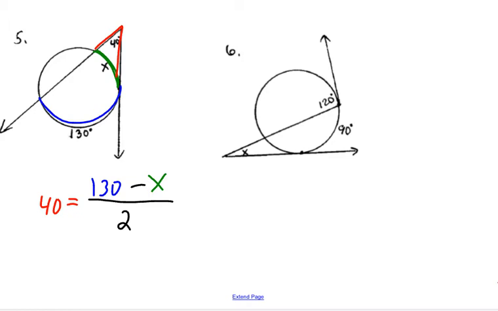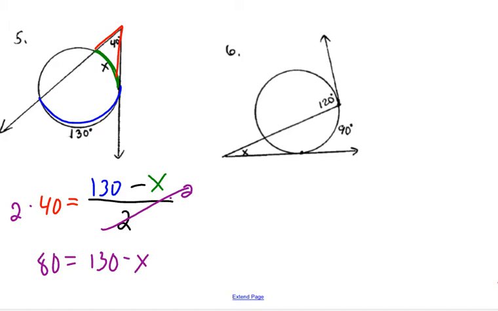So let's do the algebra. First thing I'm going to do, and I would say in this case, make sure that you get them in the right order, the big arc and the little arc. It did need to be 130 minus x. Algebra, I'm going to multiply both sides by 2. Get rid of the 2. I get 80 equals 130 minus x.